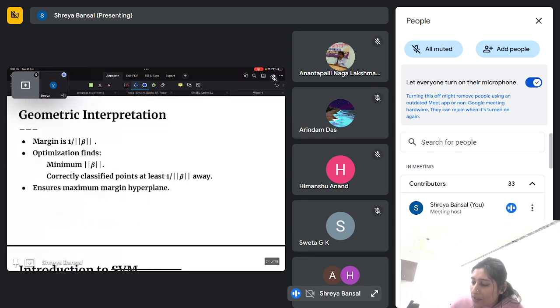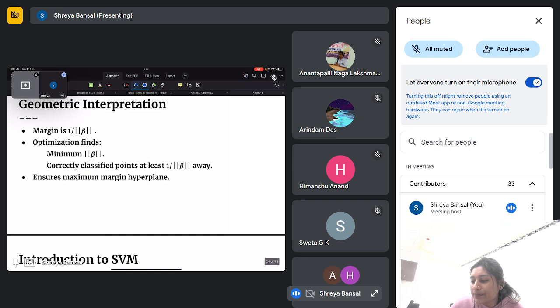So the geometric interpretation is that we want to minimize this distance and we want to correctly classify the points. So if some points are here and some points are here, and the hyperplane is here, the closest minimum distance will be 1 by beta. That is m. So these points are at least m distance apart. The more the m is, it means your hyperplane is just in between, basically. This is what you were actually asking at the first slide, where you were getting confused.